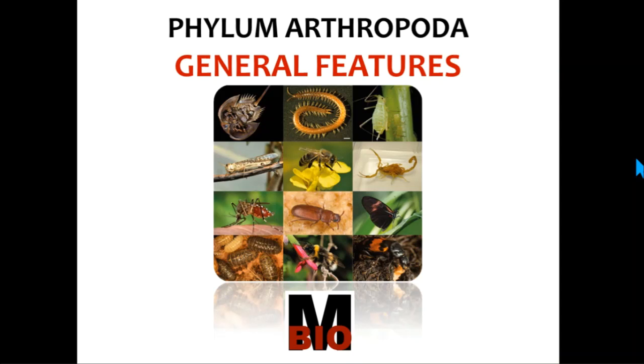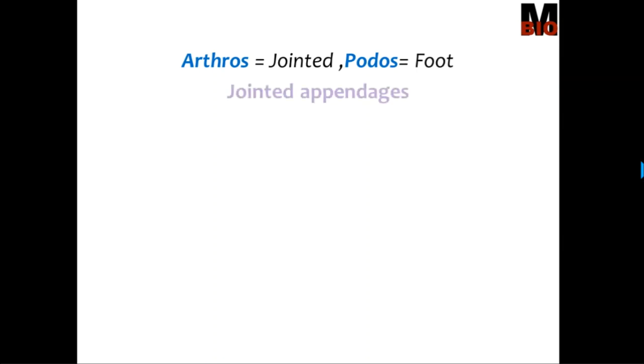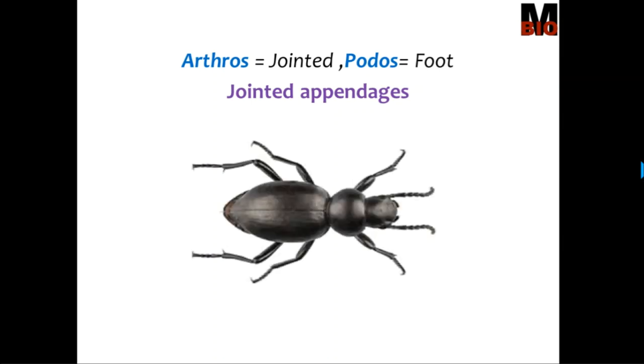Phylum Arthropoda general features. In this session, we are going to analyze the fundamental aspects of organisms coming under phylum Arthropoda. First of all, let us break down the word Arthropoda. It is derived from two root words, arthros and podos. Arthros means jointed, and podos means foot. So, in this phylum, we can see different types of organisms having jointed appendages.